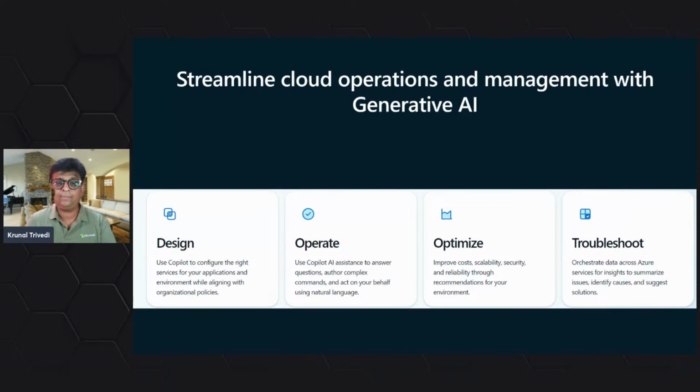We can take help from Copilot for Azure to improve cost, scalability, reliability, and security through recommendations for our environment. One thing to keep in mind when we work with Copilot is that it needs context. So you can ask Copilot, "Hey, I want you to secure my Azure storage account." It will open the list of storage accounts, so you have to select which storage account you want to secure.